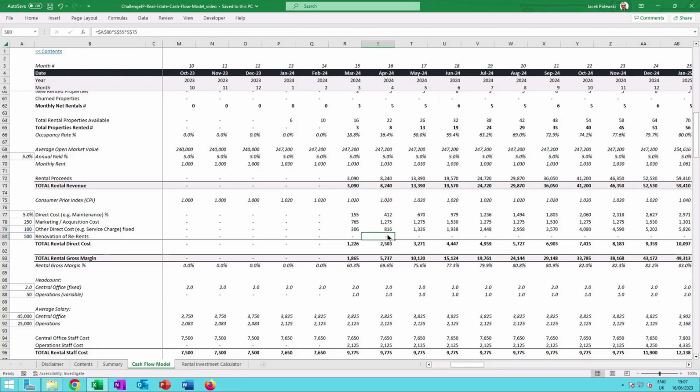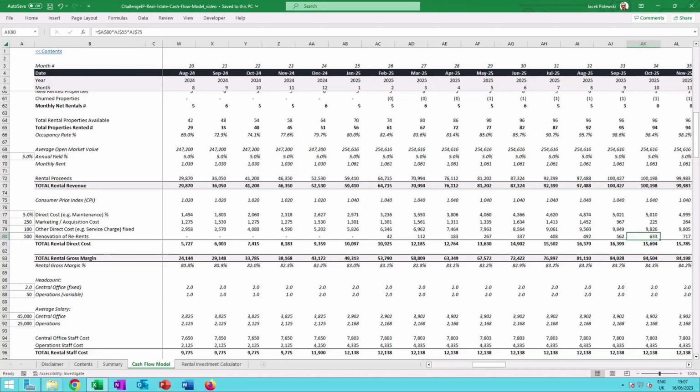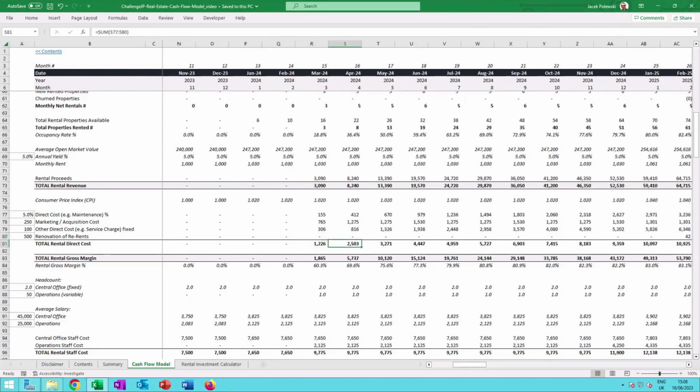And then if you later on have to re-rent your flats, your apartments, you'll see that there will be an assumption here that allocates some cost to the properties that you have to let. So that gives you your total direct cost. And then if you take the revenues and subtract from those revenues those direct costs, you will see your gross margin.